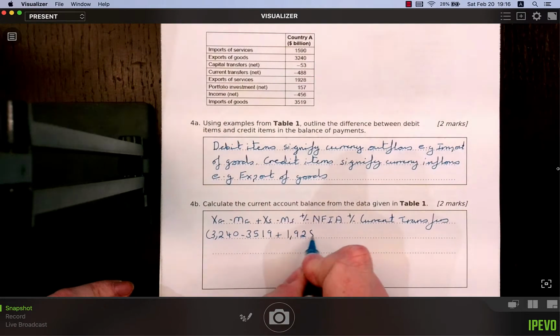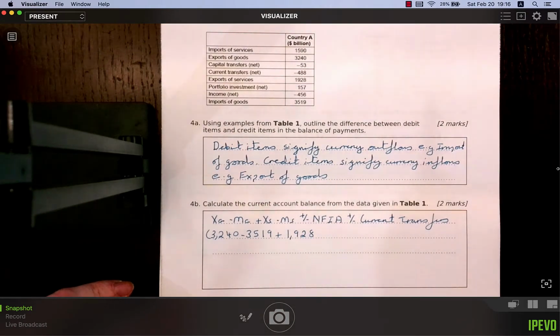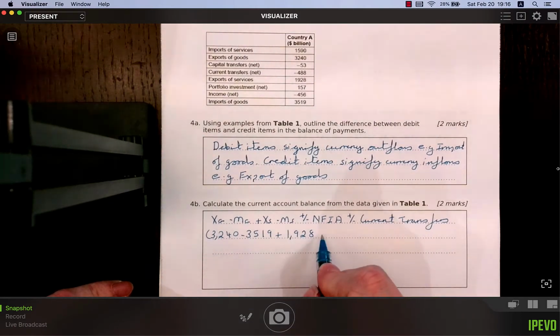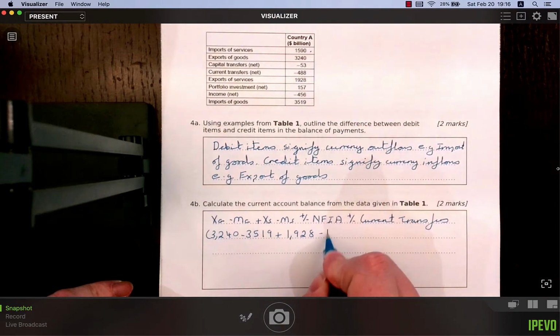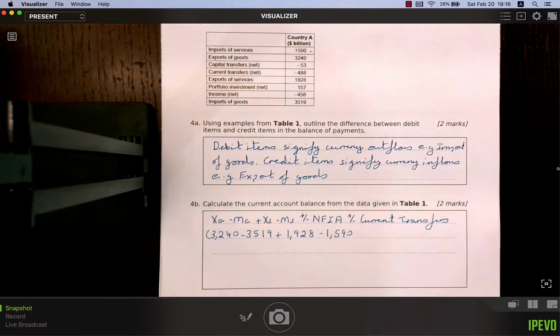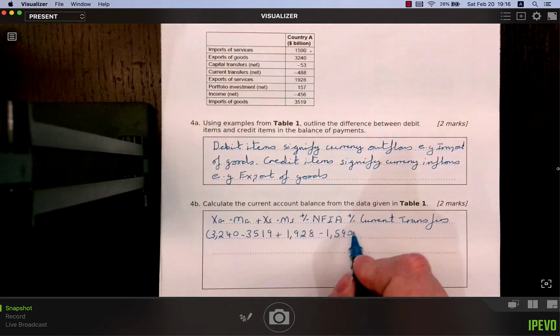It's a plus, it's a credit item on the balance of payments because money is coming into the country when we export services. We do provide a service for someone abroad and they pay us. That's money coming into the country. Minus import of services, and that's at the very top, which is 1590. It's a minus, it's a debit item because it represents outflows of currency, money leaving the country. People abroad have provided services for people here in country A, and as such, people in country A send money abroad to them. That's a leaving of money from country A. Now put all that in the bracket, no problem.